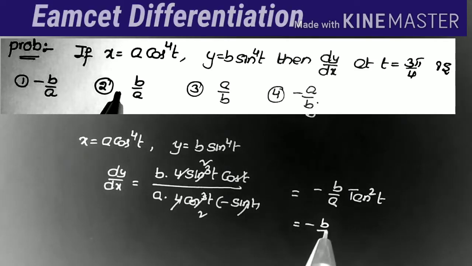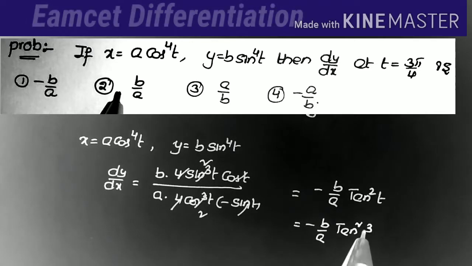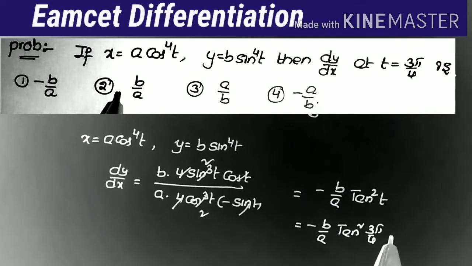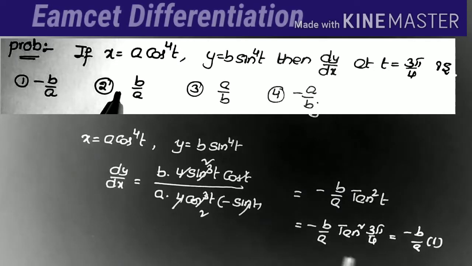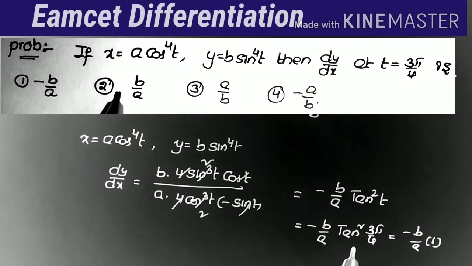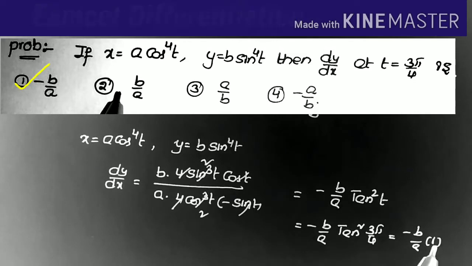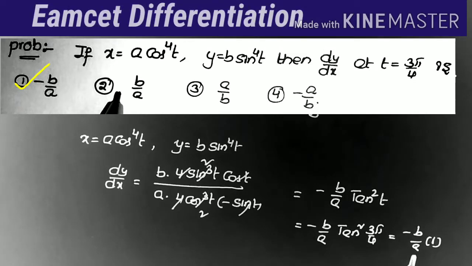That is minus b by a into tan² t, where t is equal to 3 pi by 4. Tan 3 pi by 4 is equal to minus 1. Minus 1 whole square is equal to plus 1. So the answer is equal to minus b by a. That is the first option.